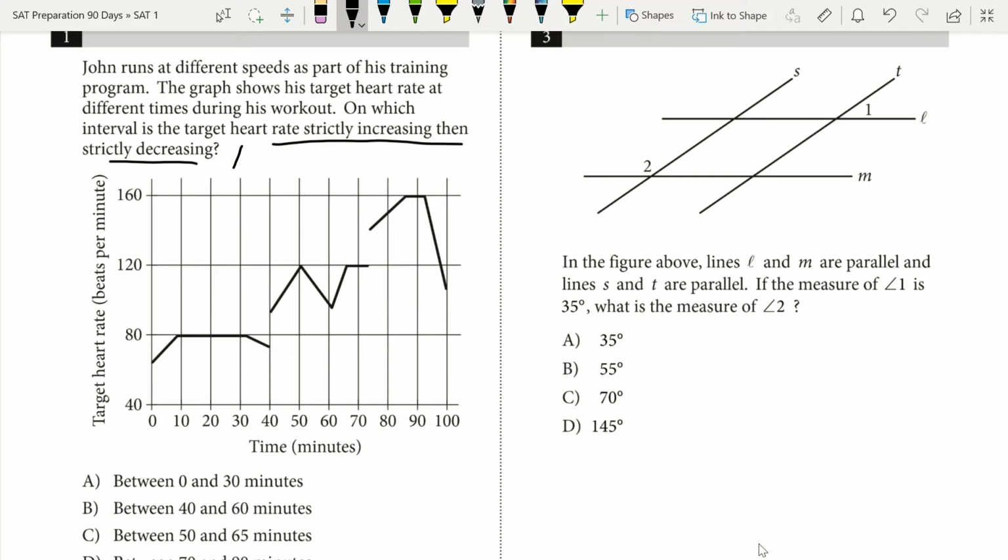Okay, a strict increase would be that, strict decrease would be that. So I'm looking for something without a plateau. I see I have that right here. I see that that's going to be from 40 to 60. So my answer there is going to be B for number 1. Okay, now I move on to question number 2.